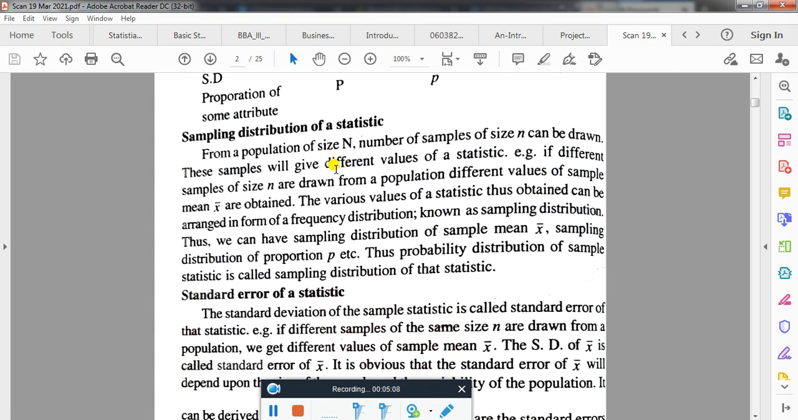So all the statistics that are formed here, if you convert their distribution into a table, that table is called the sampling distribution of a statistic. Now as per example, different samples of size n drawn from a population give different values of sample mean x bar. You must remember the last case, what we did.